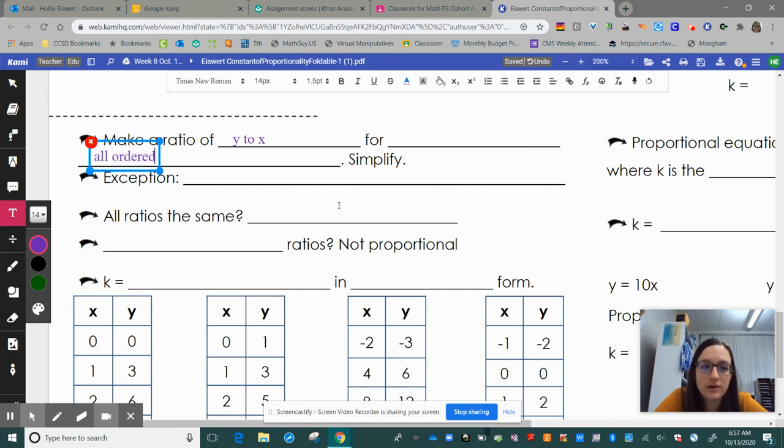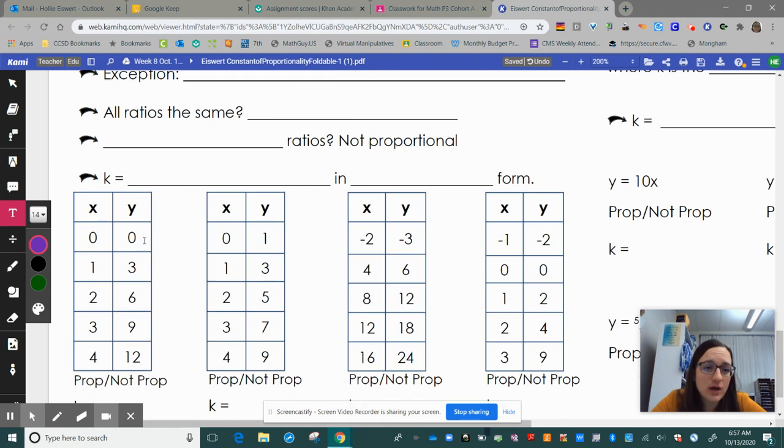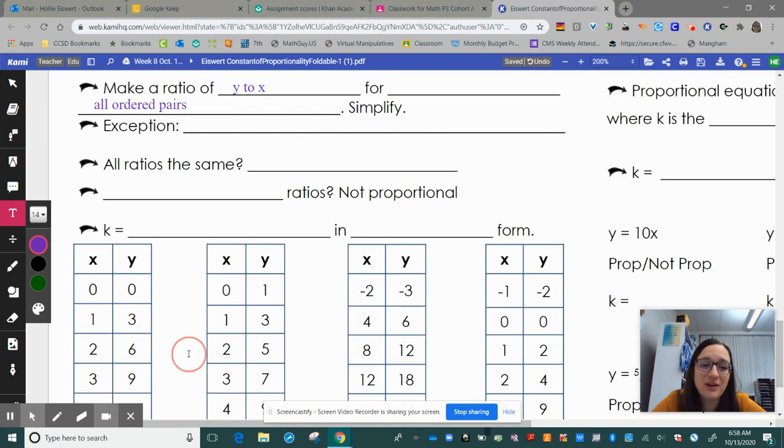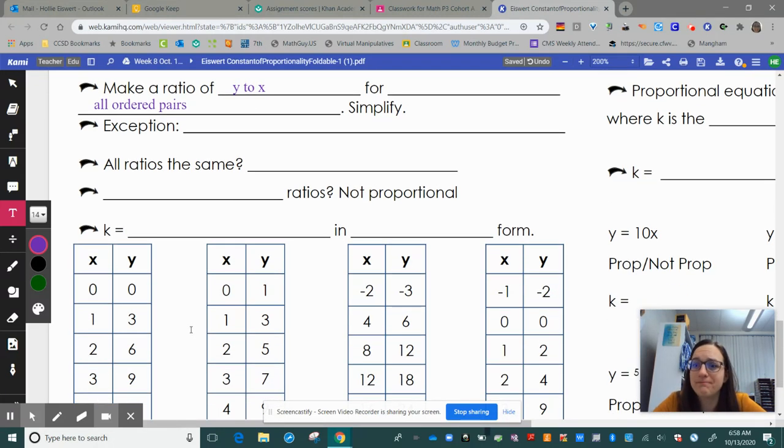All ordered pairs. All of them. So you make a ratio of y to x for every single ordered pair. Every single one of them. If we look at this table, there's 1, 2, 3, 4, 5 ordered pairs, so we'll be doing that for each of them. We're going to make a ratio for all 5 of those. Now, it sounds like a lot of work. Oh no, this is easy.